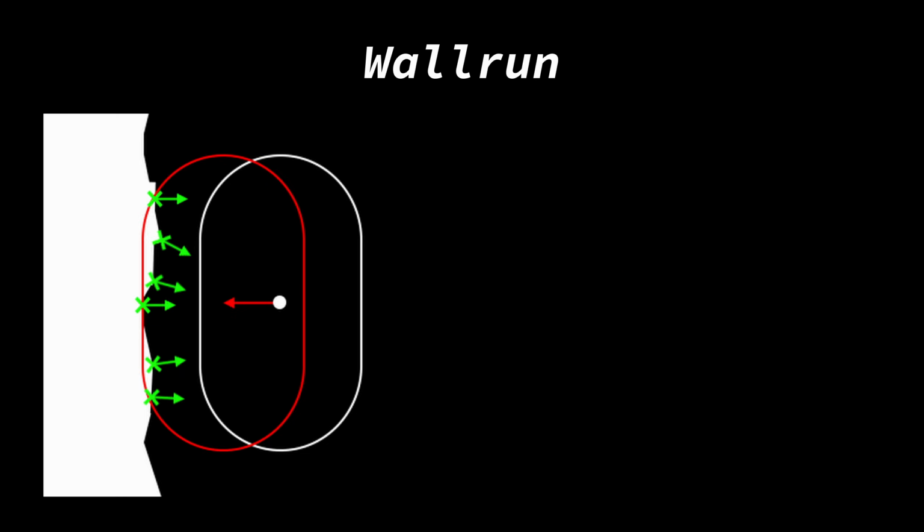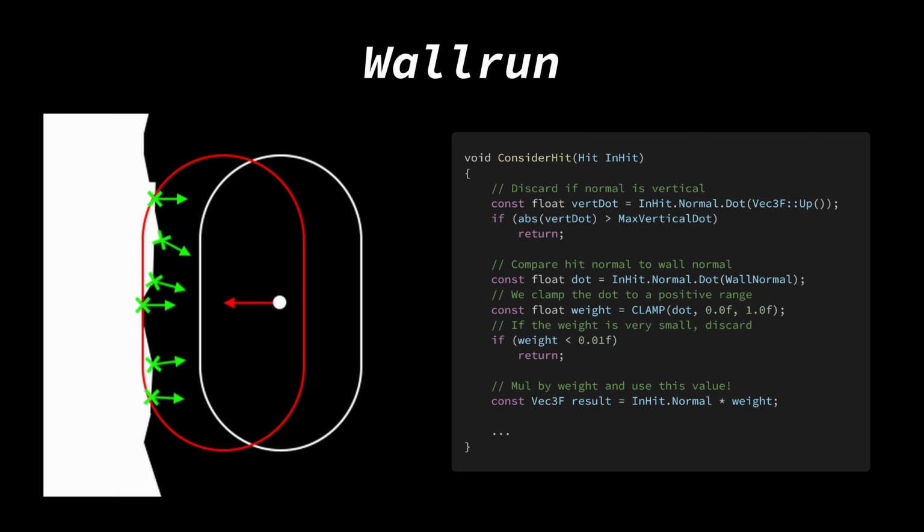Let's start by solving the first case. We compare the hit normal to the wall normal to get the dot product. We clamp the dot product to a positive range and call that the weight. If the weight is very small, we discard it, and then we multiply the normal by the weight and we use this value. Now, let's use the result for calculating the new normal and solve the second case.